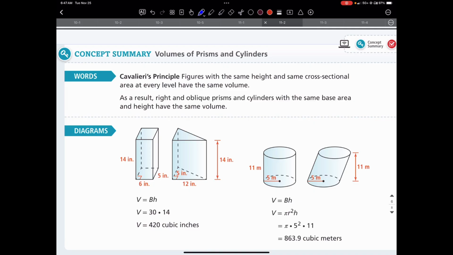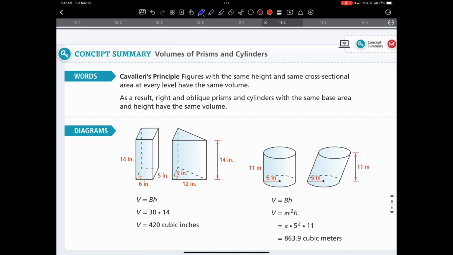So, vocabulary: Cavalieri's principle. Figures with the same height and same cross-sectional area at every level have the same volume, right? So that's referring to those oblique prisms and oblique cylinders. As a result, right and oblique prisms and cylinders with the same base area and height have the same volume, right? So commit that to memory.